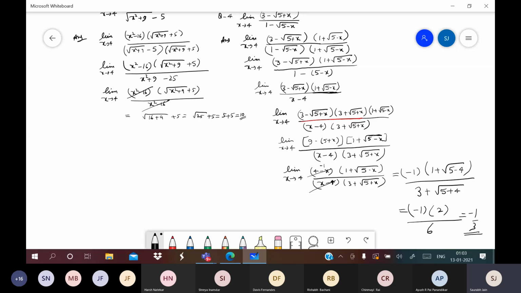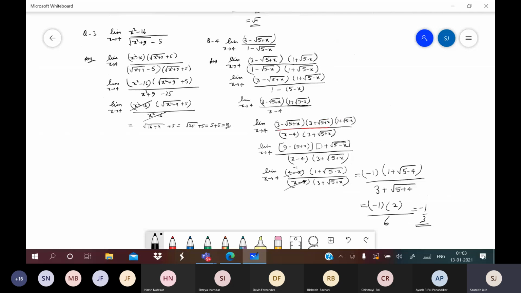Okay, I hope this is clear. This fourth part, this is clear, right? Important question from the exam point of view. Double rationalization. Anyone having any doubt can ask.